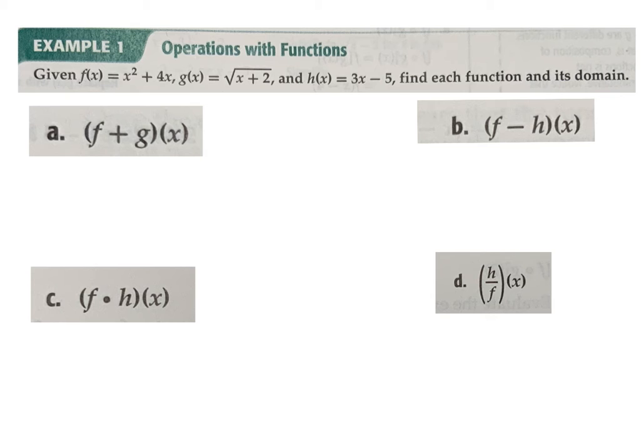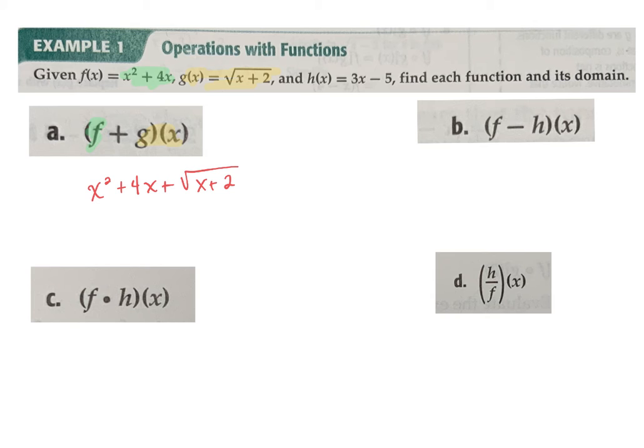They gave us these three functions: the f, g, and h functions. It says find each of these given operations and their domain. The first one is they want us to add f plus g. So we are literally going to take the f function and add it to the g function. So we are going to say x squared plus 4x plus the square root of x plus 2.